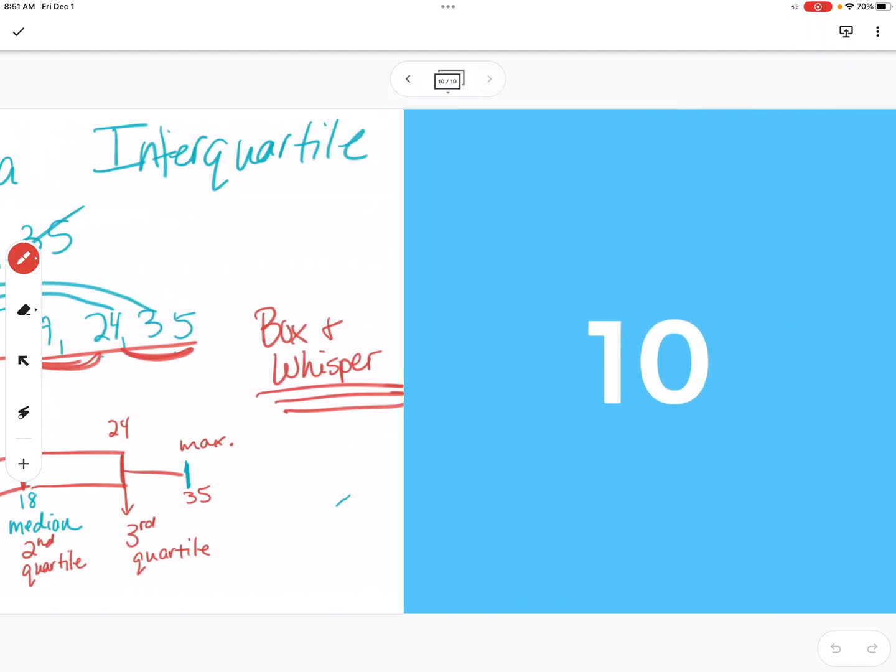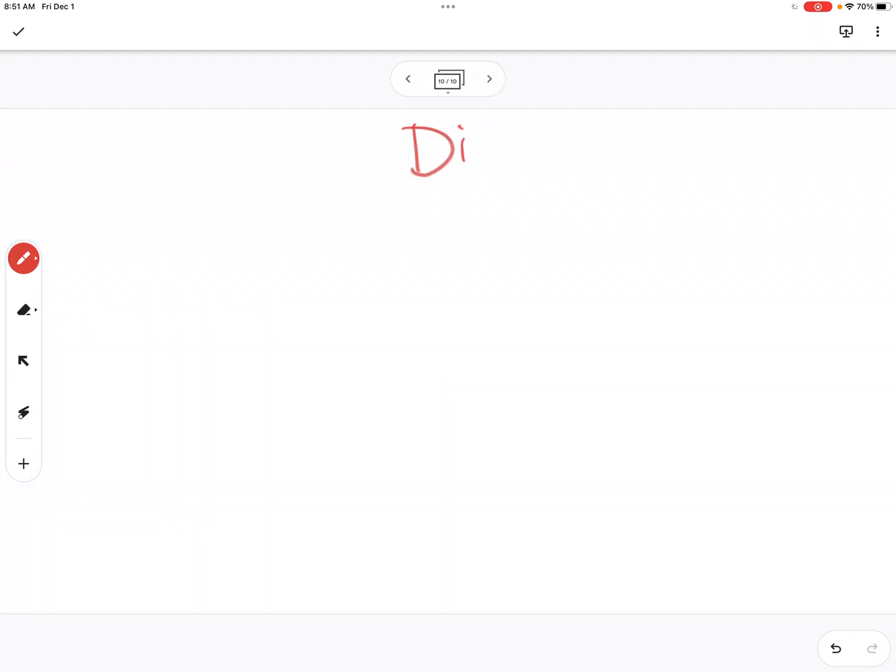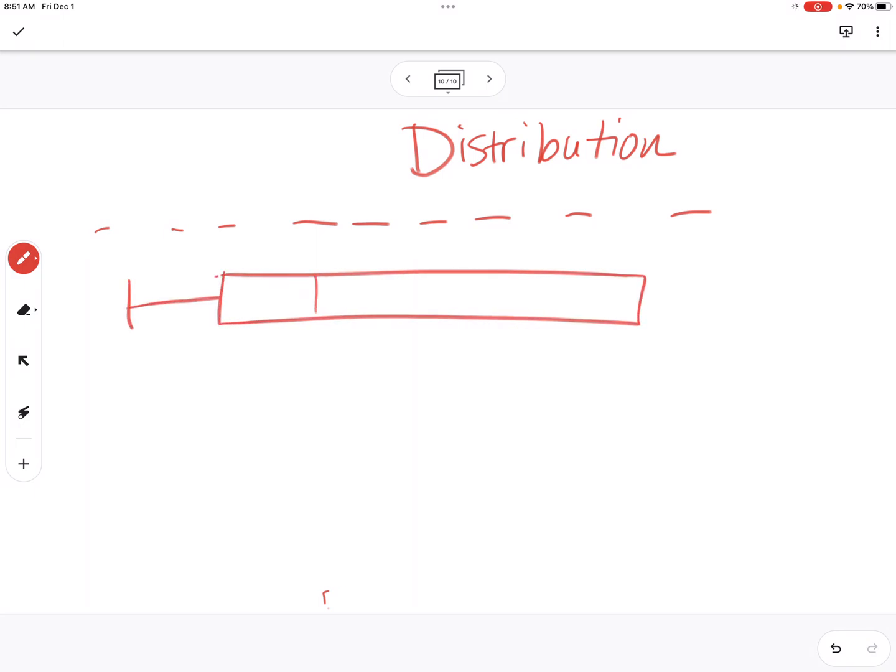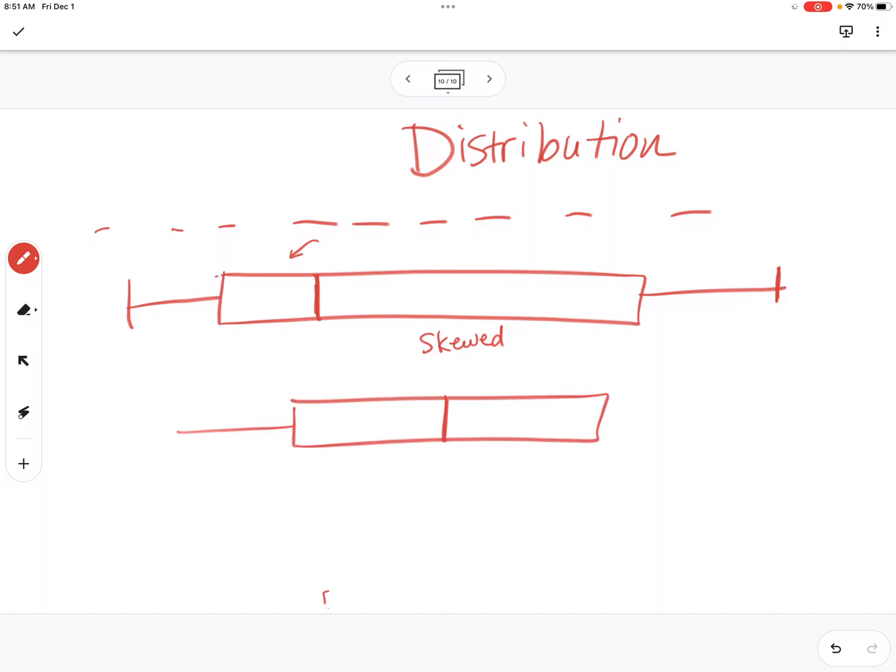Now, let's go to page 2 and look at the distribution of the data. If I have a whole bunch of numbers here, and I put them into a box and whisker plot, and my median is right here, then my data is skewed. It's a little bit over to the left, so that's called skewed data. It's not exactly in the middle where it's halfway and symmetrical, where it's the same on both sides.